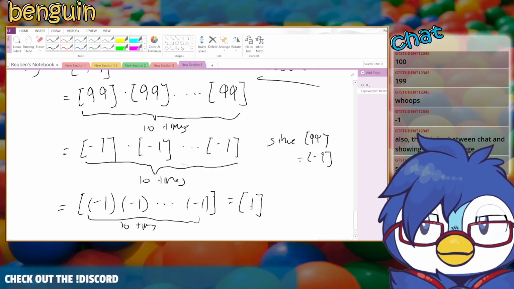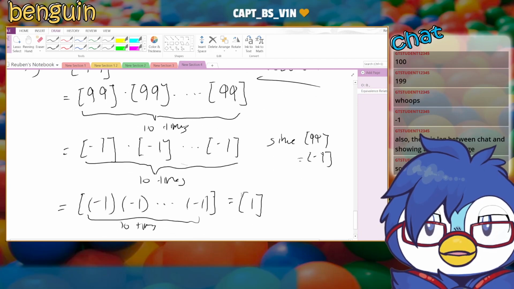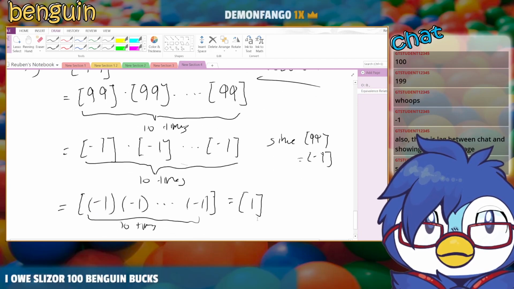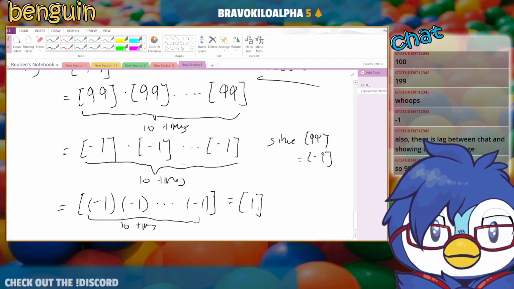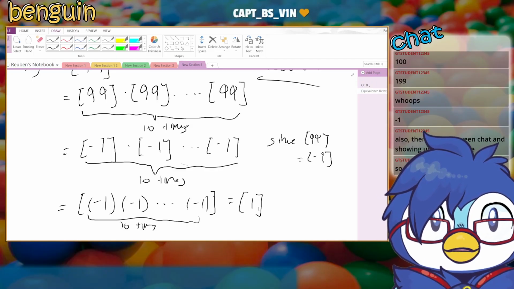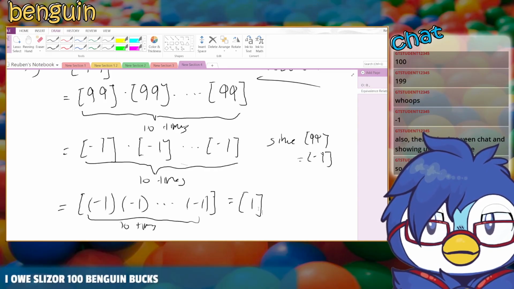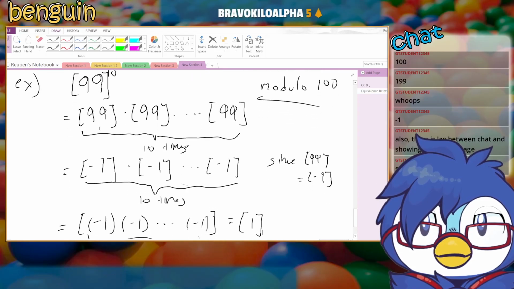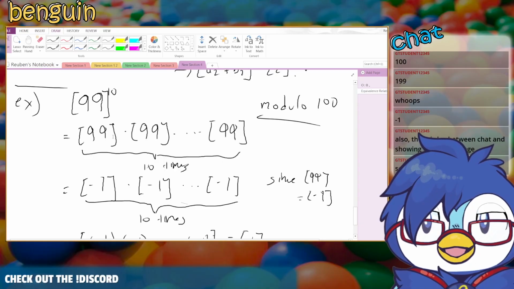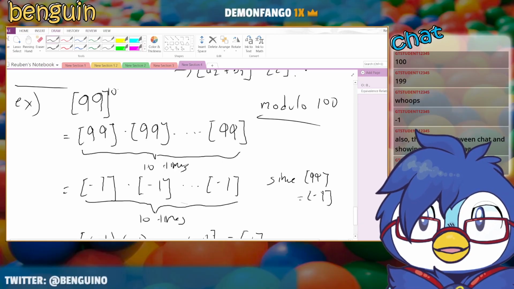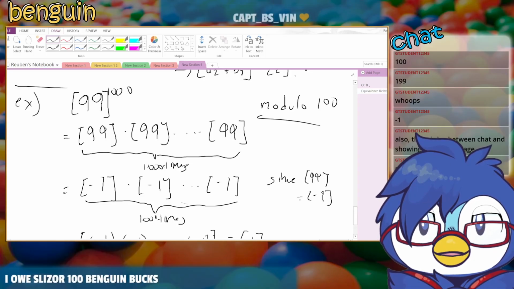In other words, if you were to divide by 100, you get a remainder of 1. Or, since we work in a base 10 system, this is also just saying that the last two digits are going to be 0, 1. This is a very powerful technique, because I could have written 1,000 here, and all of this would still work.